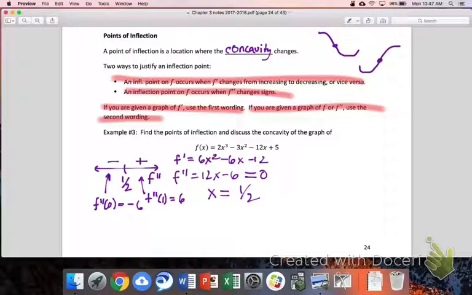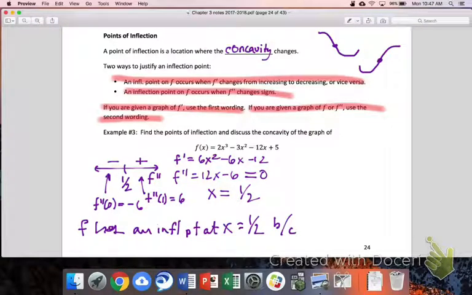All right, so we can say then that, based on our reasoning, f has an inflection point at x equals 1/2 because why? f double prime changes signs, yep. So f double prime changes signs there.